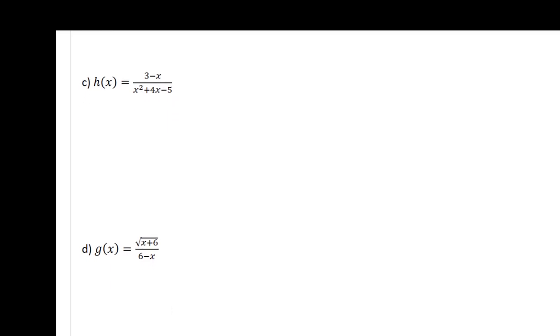For letter C of the problem, notice here we have a rational function. Again, from our previous video, we know that division by 0 is undefined, and therefore the domain of this function is a set of all real numbers for which the denominator is not equal to 0. So let's go ahead and find those values that need to be excluded. Take the denominator and set it equal to 0 and solve. Since it's a quadratic function that can be factored, let's use the factoring technique to solve.